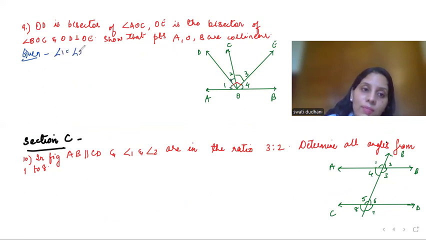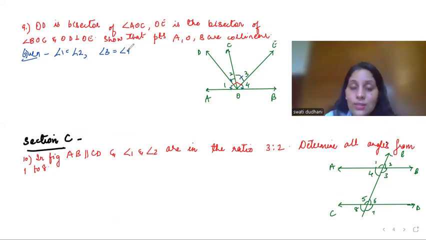It is given. Similarly, OE is the bisector of angle BOC. From BOC, OE is the bisector, which means angle 3 and angle 4 are equal. So these are given to us. Now we need to prove that A, O, B are collinear.